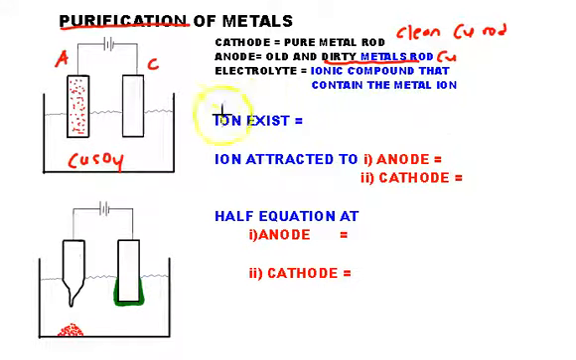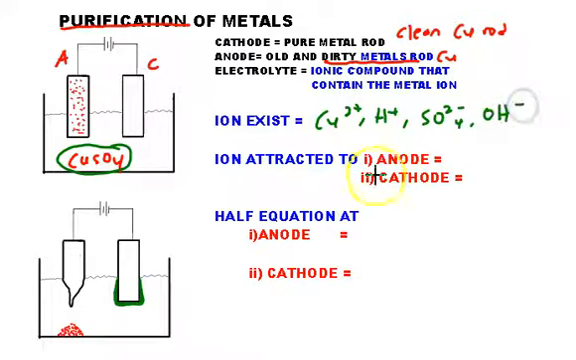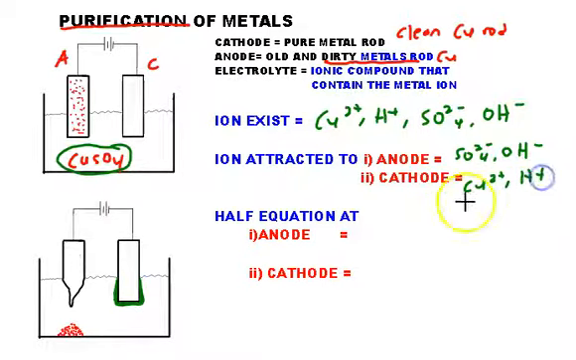So for the ions that exist here, you just take from the solution. So you have Cu2+, H+, sulfate ion and hydroxide. So now for the ions attracted, we have sulfate and hydroxide at the anode. At the cathode we have copper(II) ions and hydrogen ions.